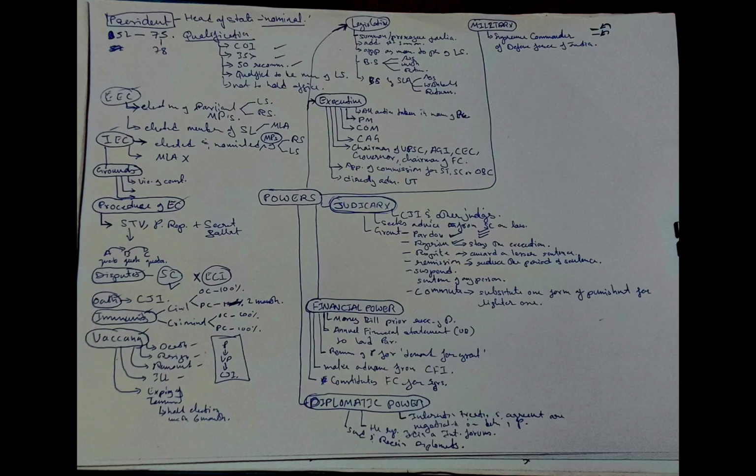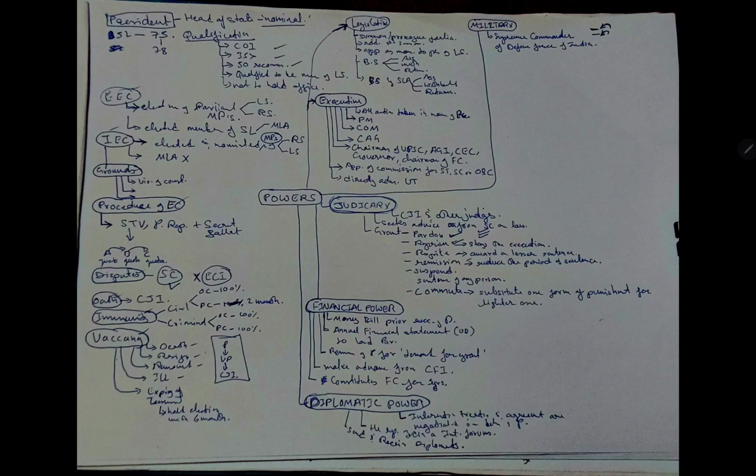Now let's talk about the electoral college. There are two electoral colleges: the electing electoral college and the impeachment electoral college. So who is going to elect? There are two categories of members, elected and nominated. Always remember, the president is elected by the elected MPs of Lok Sabha and Rajya Sabha, and the elected members of the state legislatures, which are the MLAs, elected, not nominated. So for the election of the president, only elected members of Parliament and elected members of state legislatures and the UTs are eligible to elect the president.